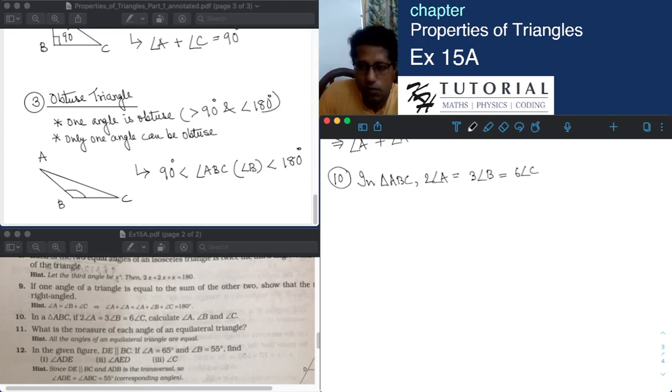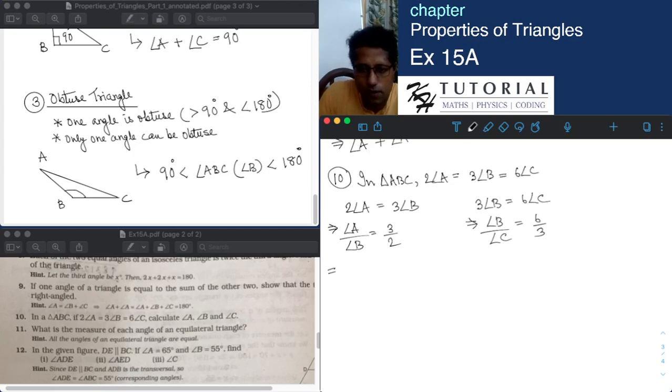Now, how? We know that twice angle A is equal to thrice angle B. This implies we can say that angle A by angle B is equal to 3 by 2. And also we have 3 times angle B is equal to 6 times angle C. So this implies angle B by angle C is equal to 6 by 3.